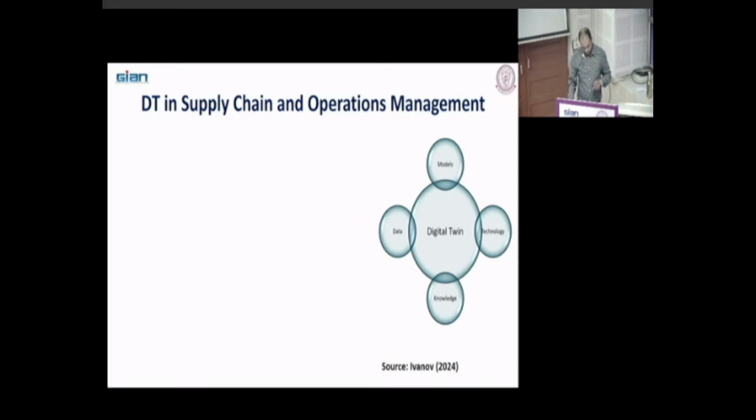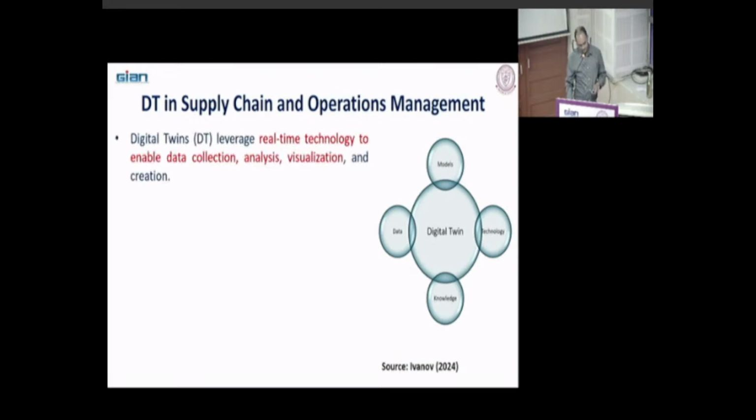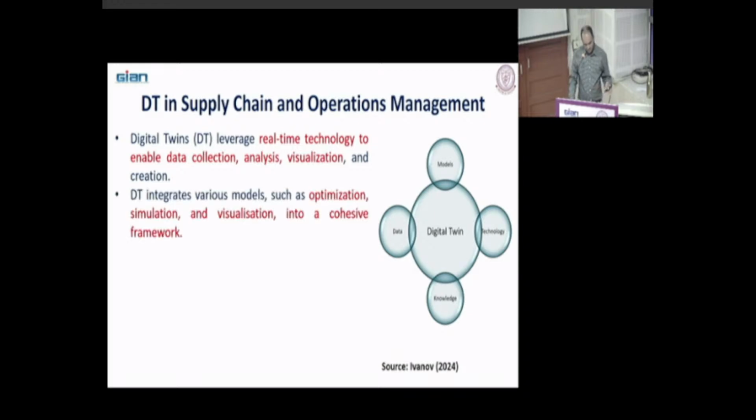So there are a couple of important terminologies. Again, digital twin data plays an important part in the digital twin. And the digital twin leverages real-time technology to enable data collection, analysis, visualization, and creation. So it integrates what we already talked about, optimization, simulation, and visualization, in a cohesive framework.